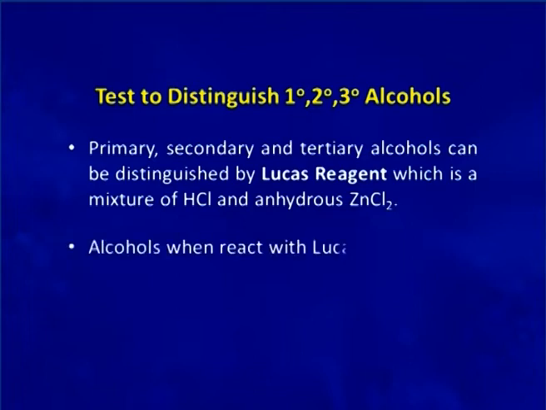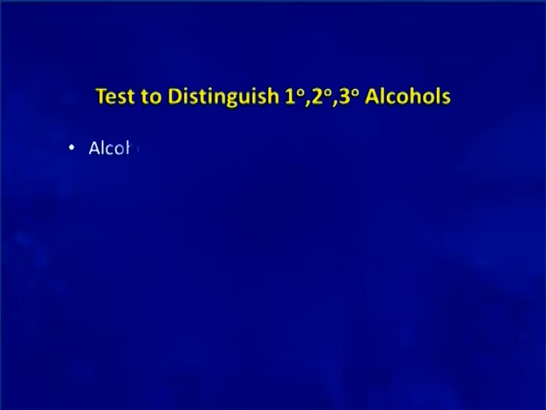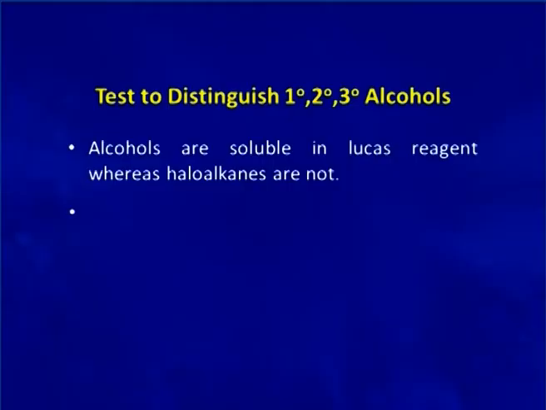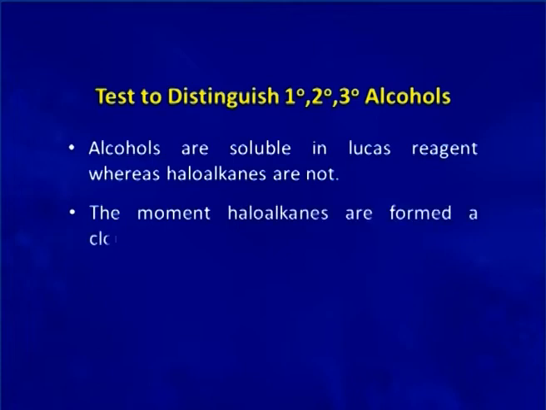Alcohols, when they react with zinc chloride and HCl, form chloroalkanes. These chloroalkanes are insoluble in the medium, whereas the alcohols are soluble there. The test is based on this property of alcohols and chloroalkanes: alcohols are soluble, whereas chloroalkanes are insoluble. Now, when chloroalkanes are formed by the reaction with Lucas reagent, a cloudiness appears in the solution and we are able to identify whether the alcohol is a primary, secondary or tertiary alcohol.